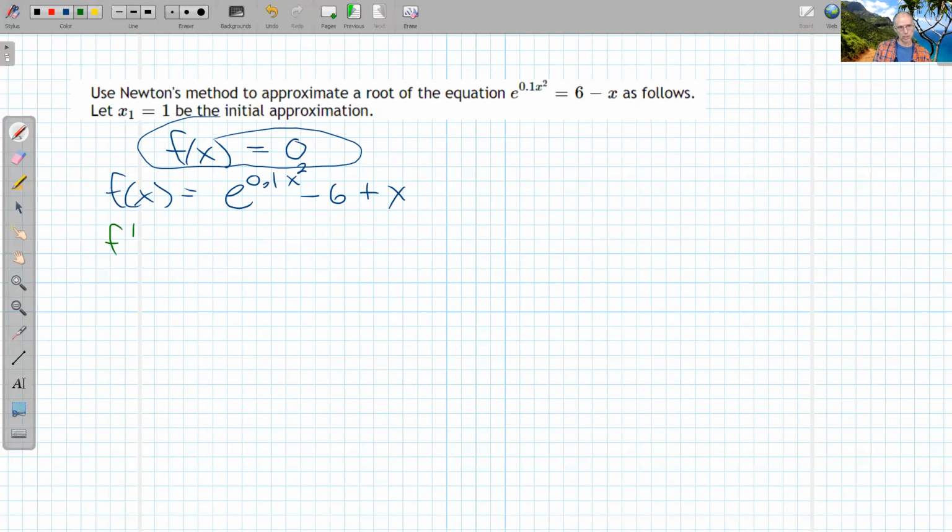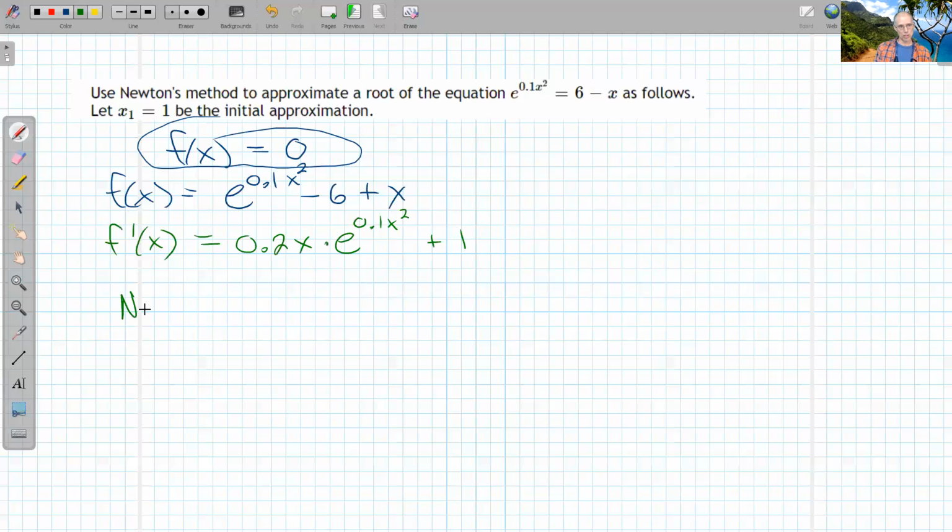We take the derivative, f prime of x. So let's see, chain rule for this sucker right here, the derivative of e to the something is e to the something. Chain rule says then multiply by that inner derivative. So the inner derivative is the derivative of 1/10 x squared. So that would be 2 times 1/10, or 2/10 x. So that's the derivative of the exponent, times e to the 0.1 x squared. Derivative of -6 is 0, derivative of x is 1. So that is the derivative function there.